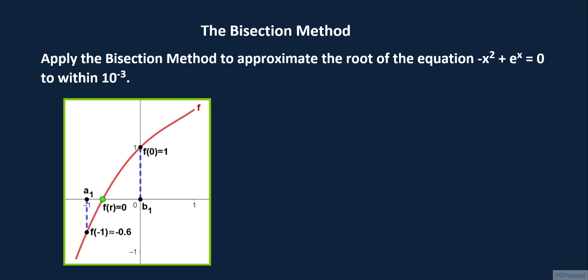In this lecture, we illustrate an example of an application of the bisection method with the software Mathematica. The bisection method is a numerical or approximation method for finding the solution of the equation f(x) = 0. f(x) in this lecture is equal to -x^2 + e^x. One can check that f(-1) is approximately -0.6 and that f(0) is exactly 1.